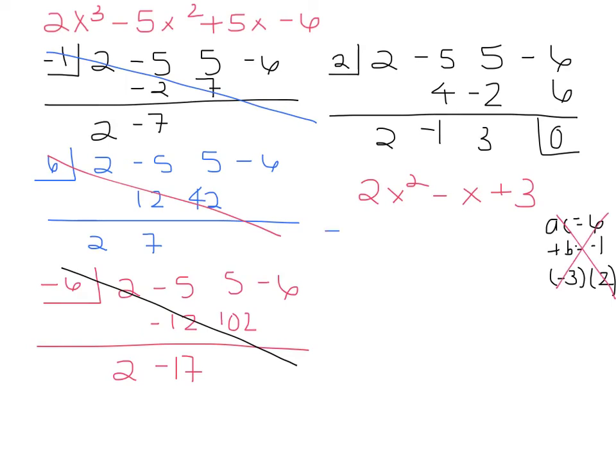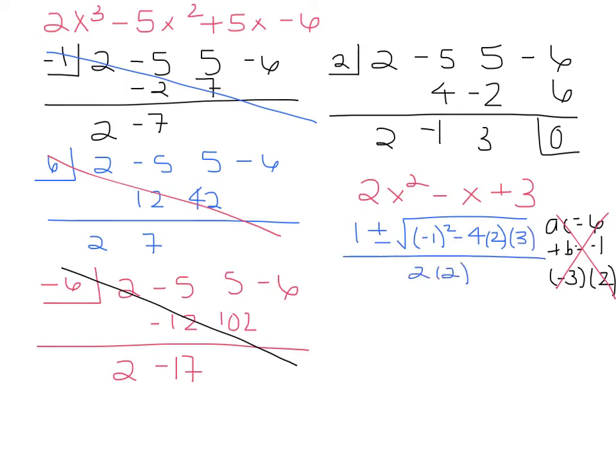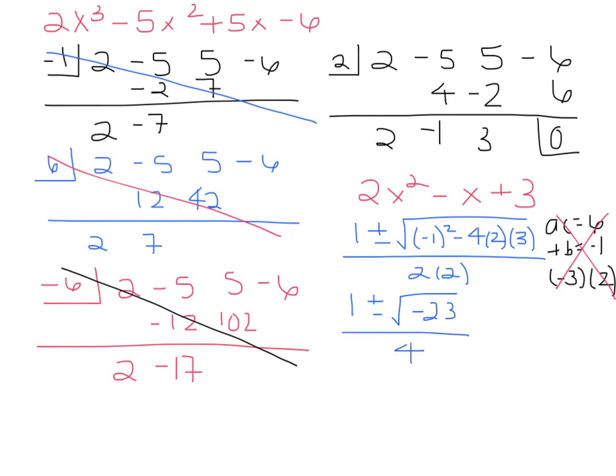So negative b, so that's going to give me positive 1, plus or minus the square root of b squared minus 4 times a times c, all divided by 2 times a. Okay, so now we're going to continue simplifying. Negative 1 squared minus 4 times 2 times 3 simplifies to negative 23, all divided by 4. Negative 23 is a prime number, so the only thing we can do is bring the i out in front.